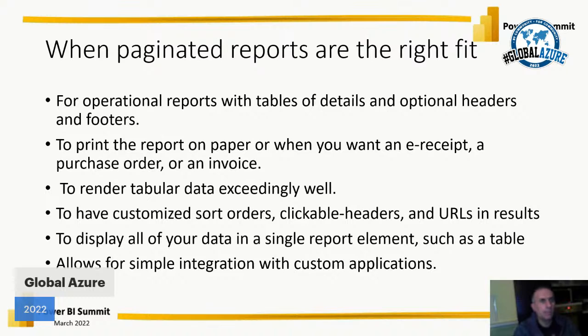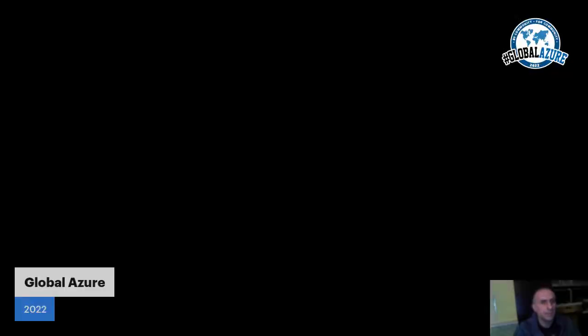Paginated reports are appropriate when we want to render tabular data very well on our reports, and when we need to have customized sort orders, clickable headers with some URLs in results. Power BI paginated reports are also very appropriate when we want to have our reports in a single report element, such as a table, and when we want to integrate these reports with custom applications.